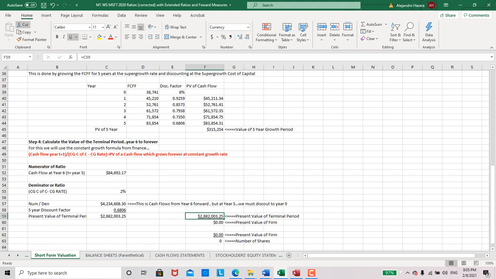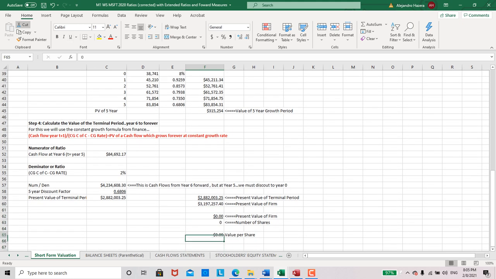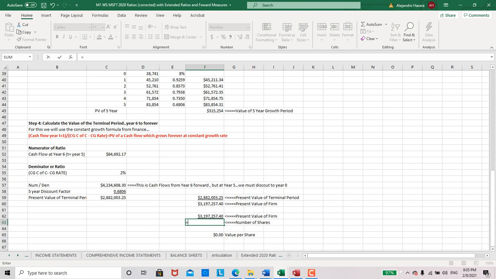68%. Okay, so the total value of the firm is the value of the 5-year period plus the value of the terminal period. So that's the present value of the firm. And we'll just move it down here, present value of the firm. And then we'll just get the number of shares. The number of shares we can get from the income statement, the basic earnings per share of the income statement.